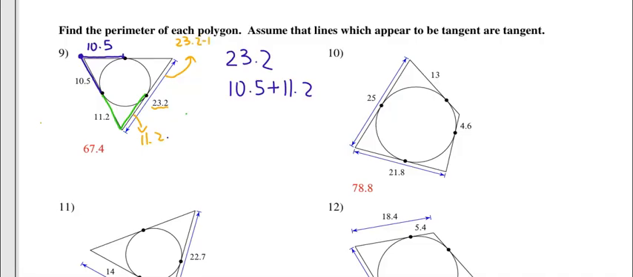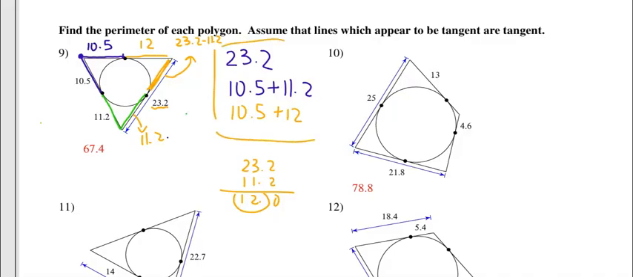23.2 minus 11.2, right? Okay, 23.2, 11.2. Do it slowly, enjoy the whole process. And this yellow is 12. If this yellow is 12, this part is also 12. Which means the third side is 10.5 plus 12. That's how we solve this type of problem.